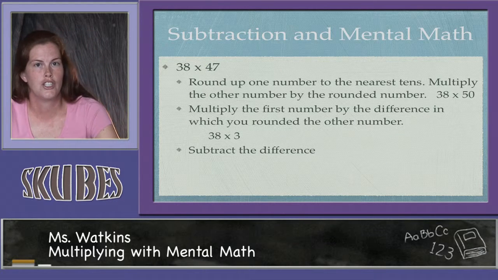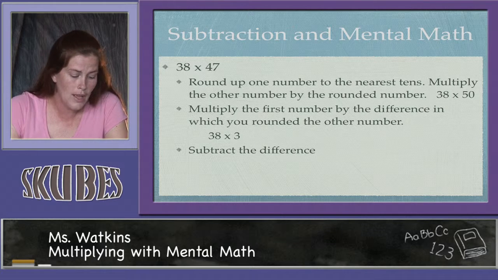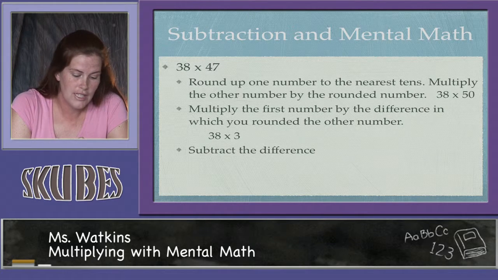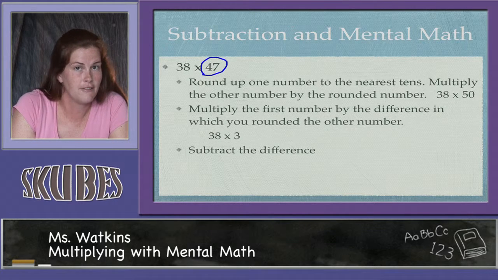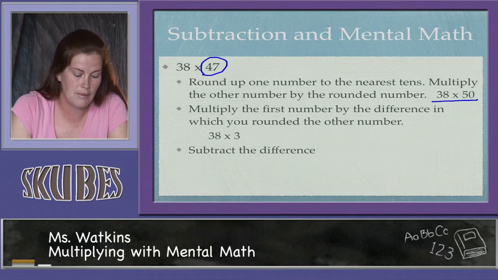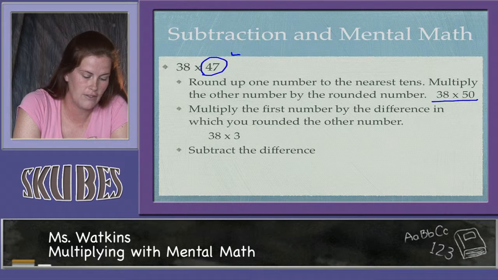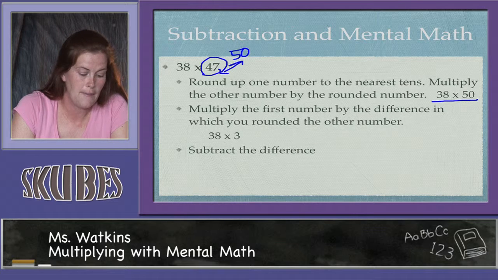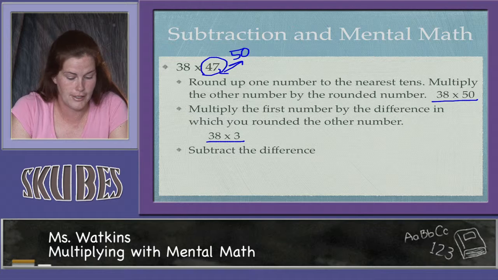Okay, another strategy to use with mental math is subtraction. So what you'll do now is round up one number to the nearest tens. Let's take this 47 here, and we're just going to round it up to 50. And so we'll have 38 times 50. You're going to multiply the first number by the difference by which you rounded the other number. So the difference between 47 and 50 is 3. So I'll multiply 38 times 3, and then I'm going to subtract the difference.